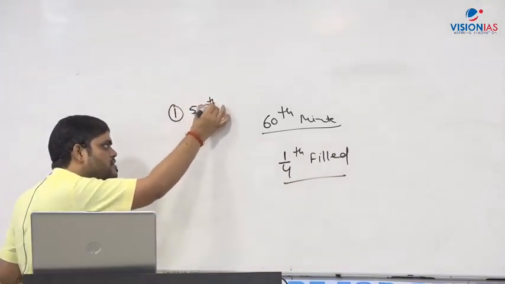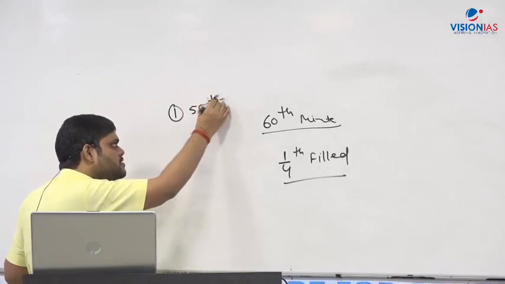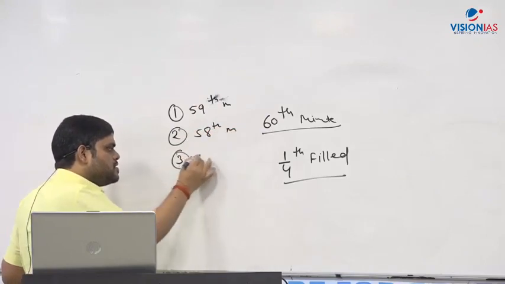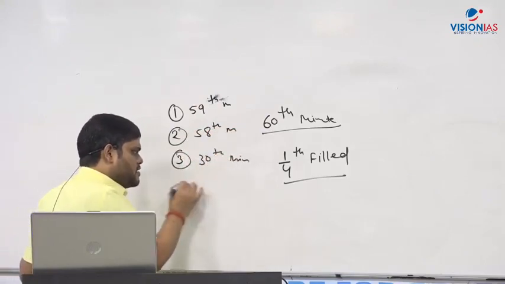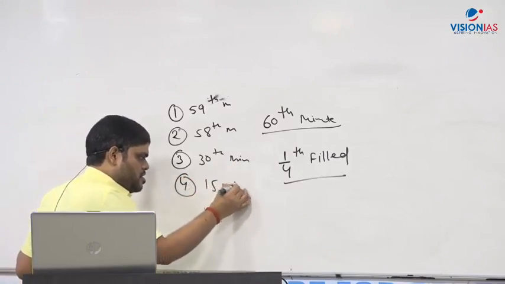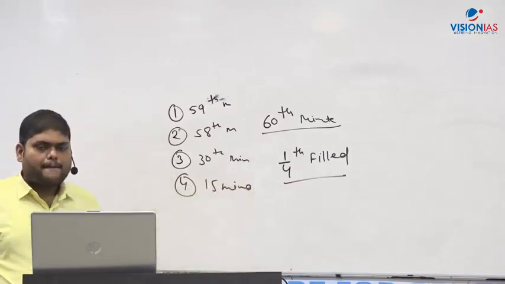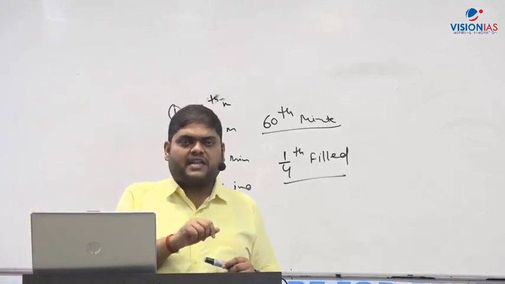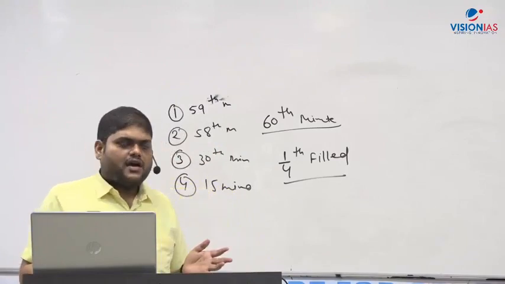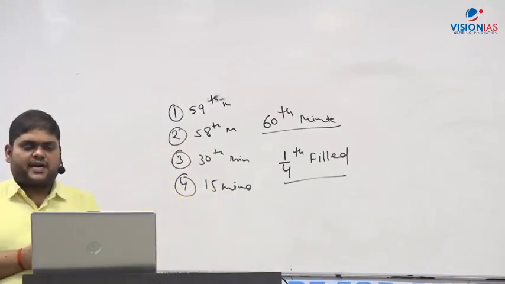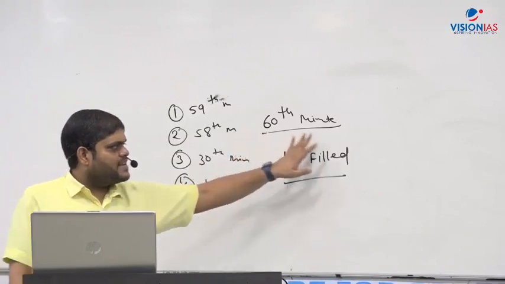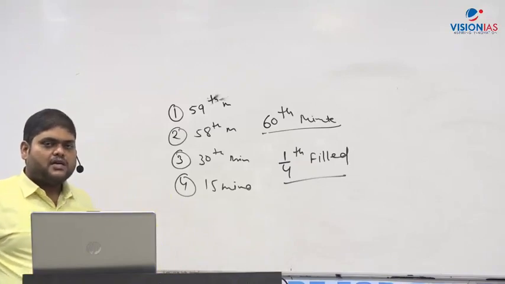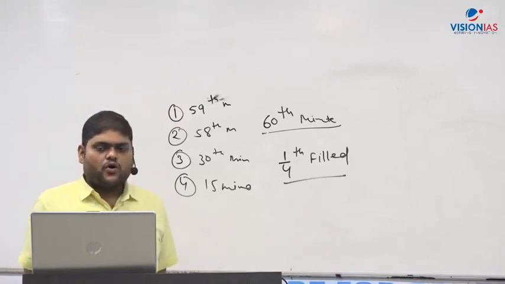Options are: 59th minute, 58th minute, 30th minute, 15 minutes. The question is what? A bacteria doubles itself every minute. A bucket is filled because of this property of bacteria at the 60th minute. When the bucket was one fourth filled, at what minute was the bucket 1/4 filled?